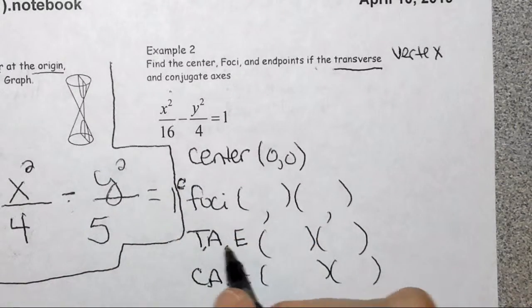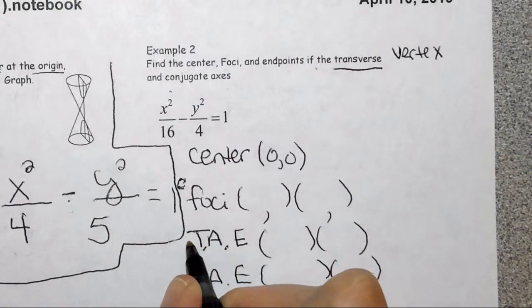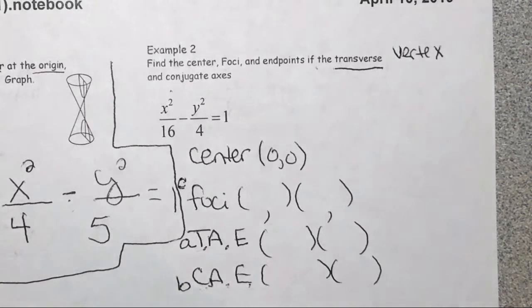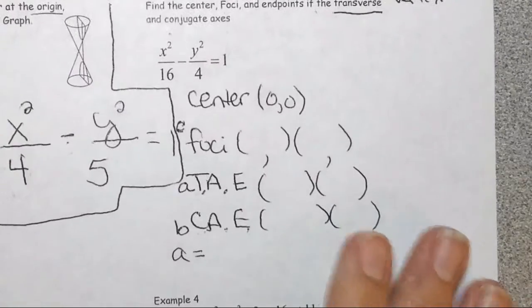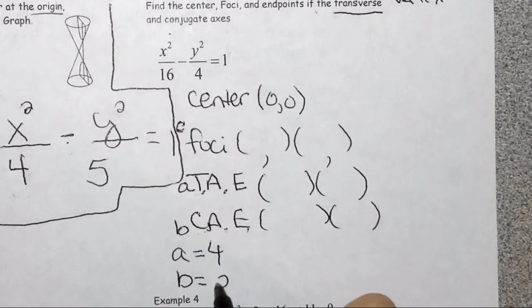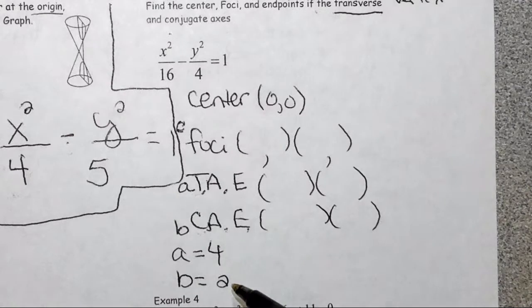If the transverse axis is the same as the vertex, what letter do I need for the transverse axis? Good, A. And if the conjugate axis is like the covertex, what letter do I need here? B. Okay, what letters do I have? What is A? 4. What is B? 2. How do I find C? A squared plus what? B squared.